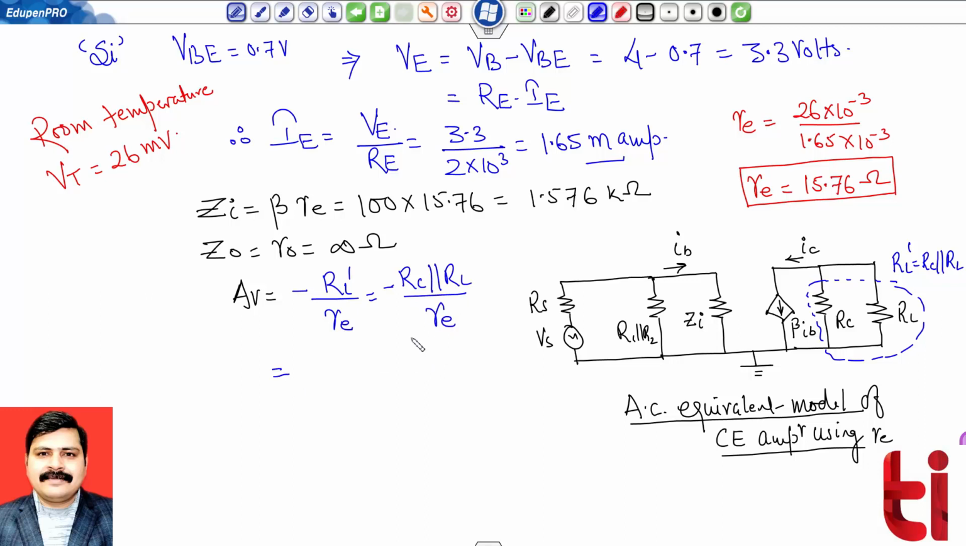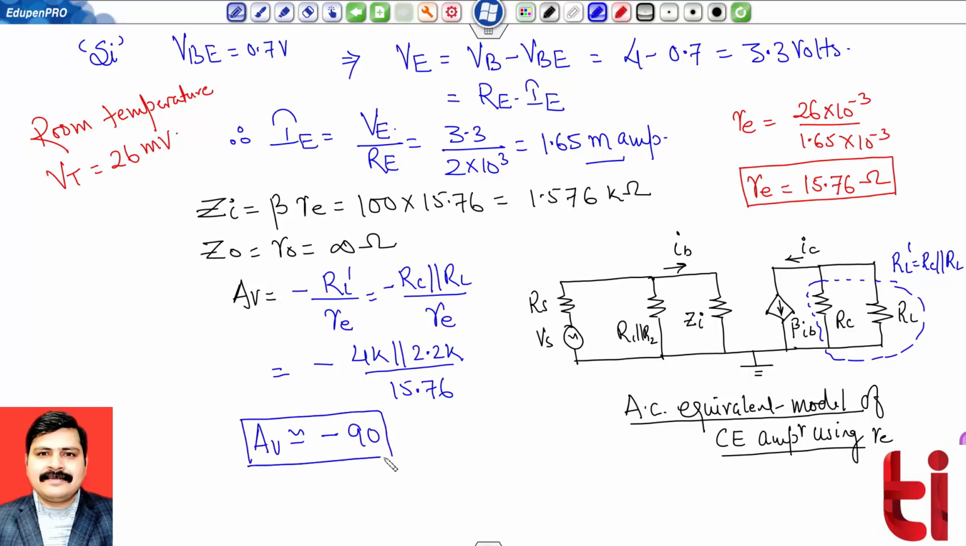Okay, so this will come as minus 4K parallel, the value of RC is 4K, and 2.2K, divided by 15.76, which is approximately 90. So this is the value of voltage gain AV for the given problem.